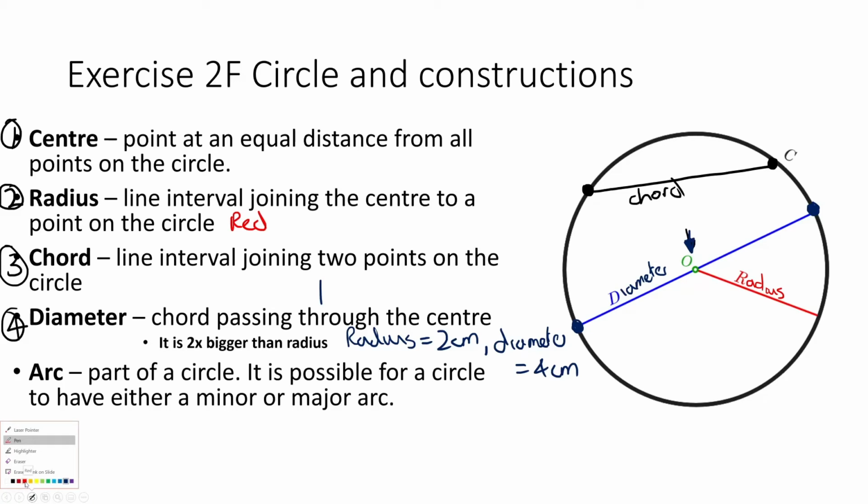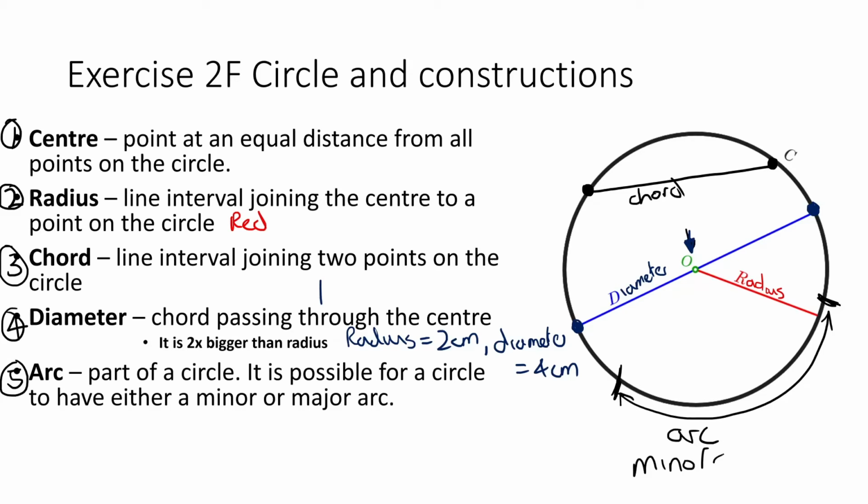Okay, last one. You have number 5, which is an arc. This is part of a circle. So if you have a circle from here until here, this whole part will be called an arc. If it's smaller, we call it a minor arc. If it's bigger, we call it a major arc. So the smaller one is called minor, the bigger one is called major. So make sure you know all the parts of the circle.